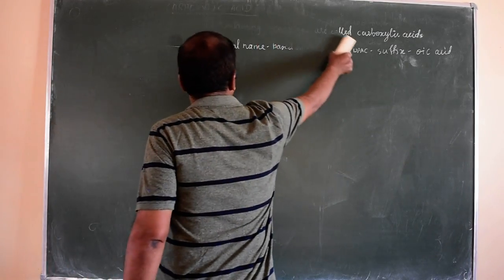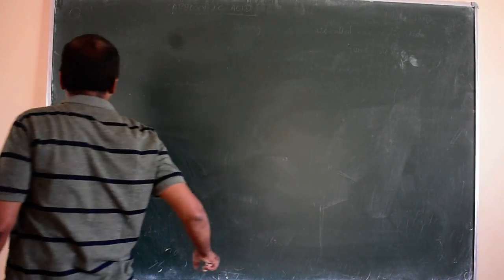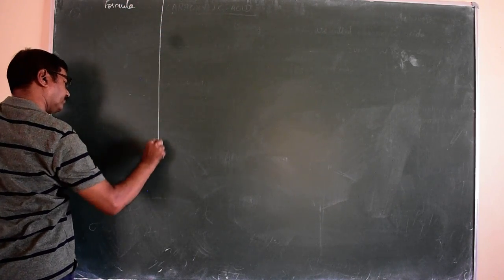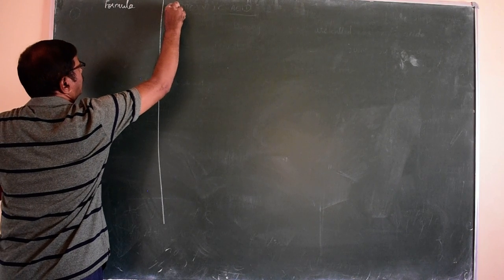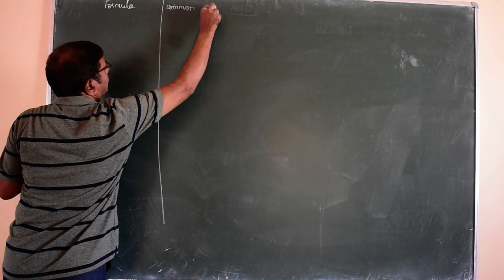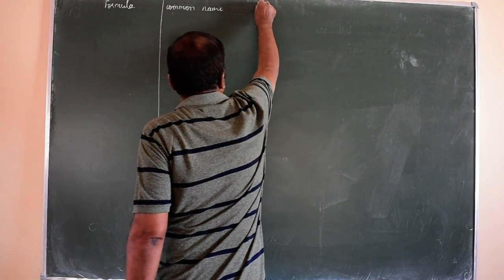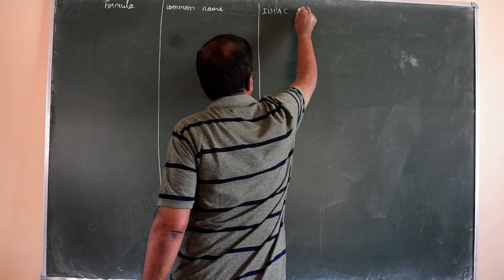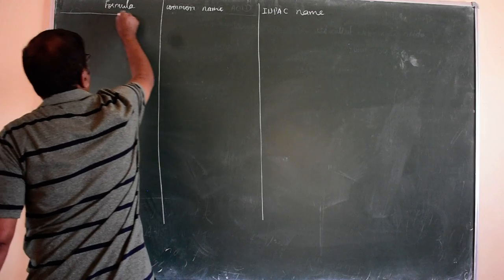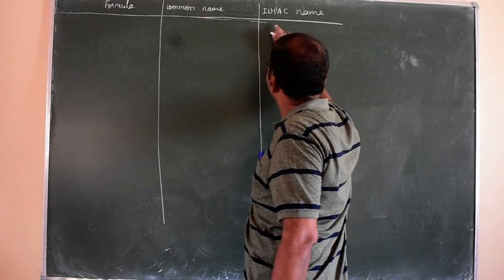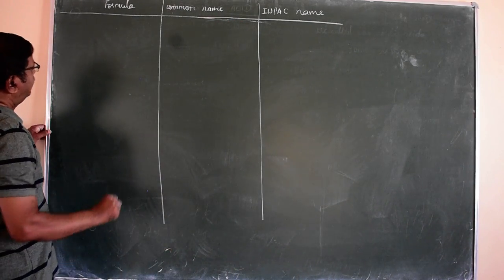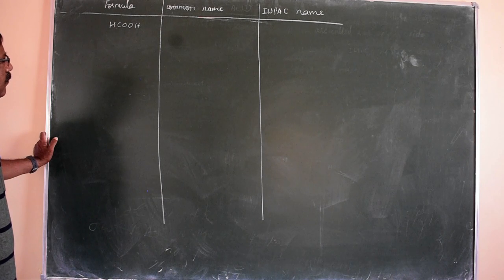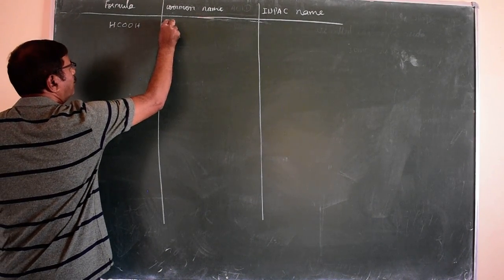So important is IUPAC nomenclature. So the formula, then the common or trivial name, then the IUPAC name. Well, the first one is HCOOH, H-C double bond O-H. It is called formic acid.